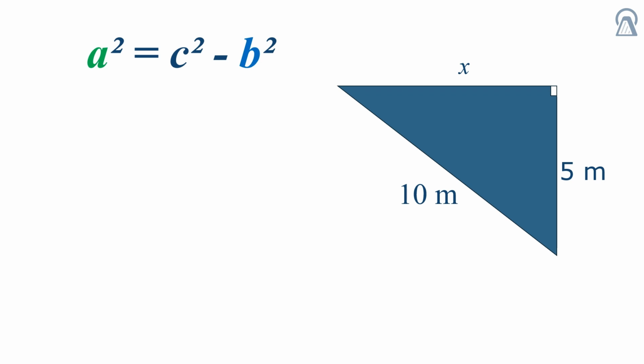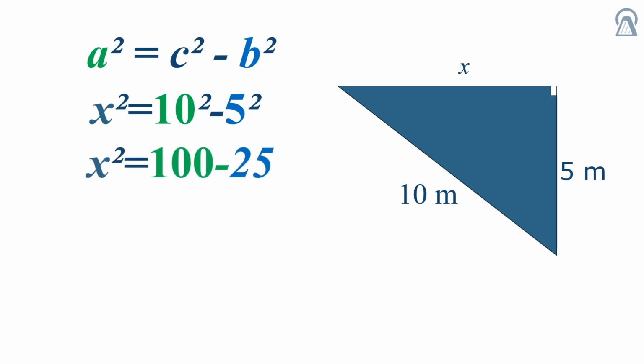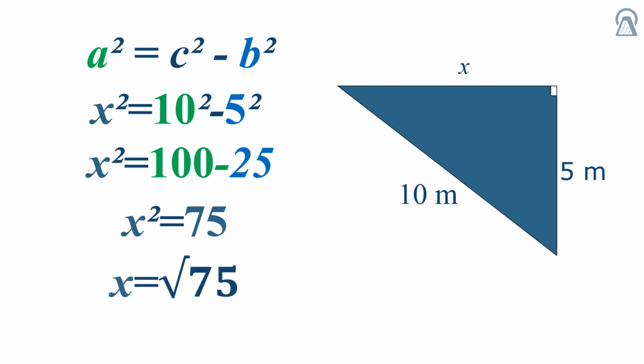Now let's use the letters in this particular example. So x is what we're looking for. So x squared is going to be equal to 10 squared take away 5 squared, which is 100 take away 25, which makes 75. So to find x, or our missing short side, we just need to square root 75, and to one decimal place, that gives us 8.7 meters.